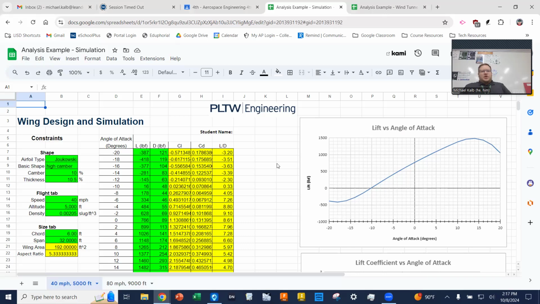So in this video, we're going to consider takeoff. In the next video, we're going to consider cruise. So remember, we want to be able to take off at 40 miles per hour and 5,000 feet.